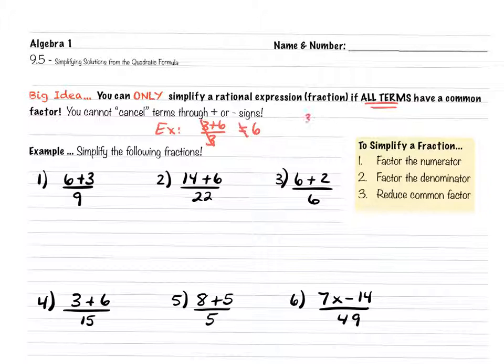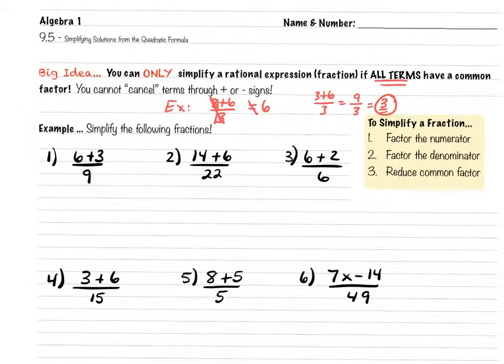We can easily prove to ourselves that 6 is not the right answer. If I just add the numerator numbers and divide by 3, the correct answer should be 3. So if I just cancel out the 3's, I get the answer of 6. That's clearly not right. So when we are simplifying fractions, this is what we always do. We factor the numerator, we factor the denominator, and then we reduce the common factor.